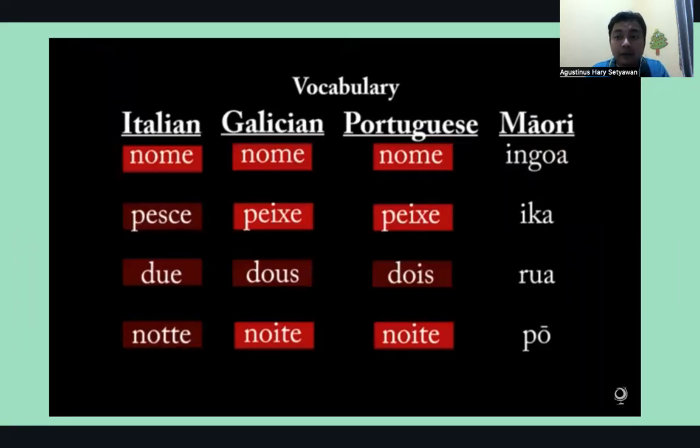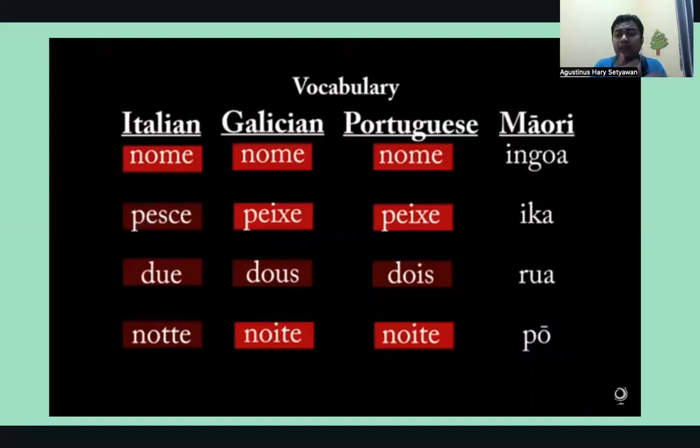We have the dark red and the light red. The light red indicates that they have a close relation, like the first word that has the meaning of name, it is the same, quite close. So Italian, Galician, and Portuguese have a close relation, and not the Maori. The other one, pixie from Galician and Portuguese, they have a close relation. But for pesque, they have already developed.